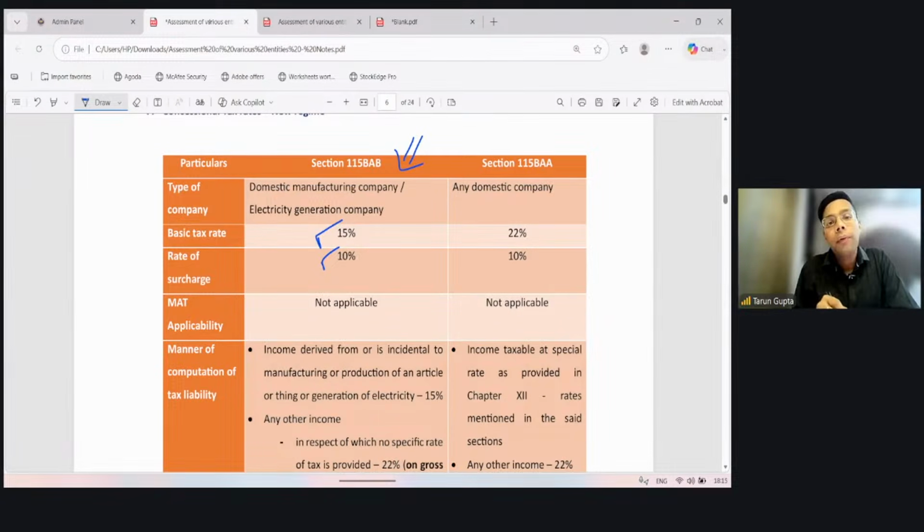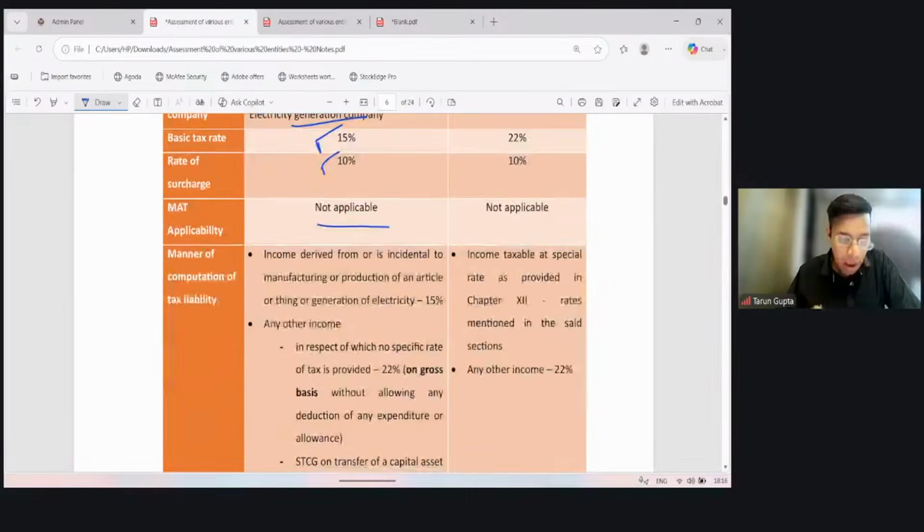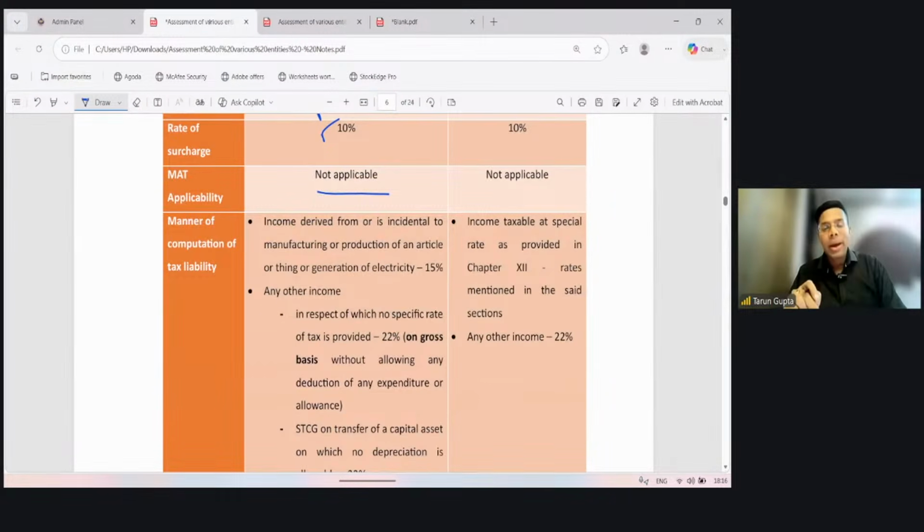If you opt for 115BAB, then MAT provisions are not applicable. The assessee who is eligible for 115BAB is a domestic manufacturing company or electricity generation company. So you see, here only domestic companies are allowed, not foreign companies, for these beneficial provisions. Now, the manner of computation of total income.